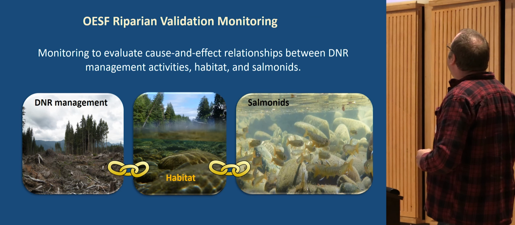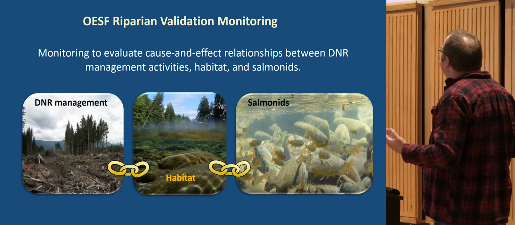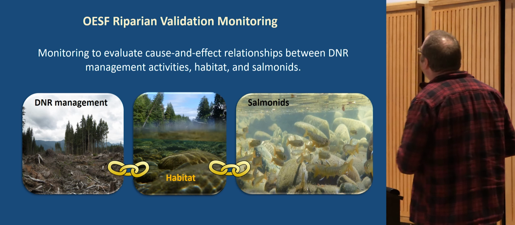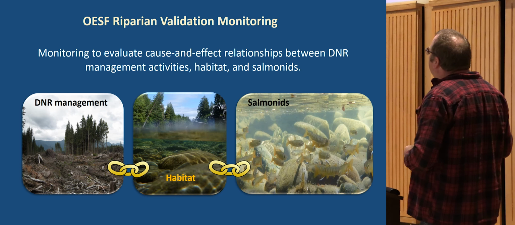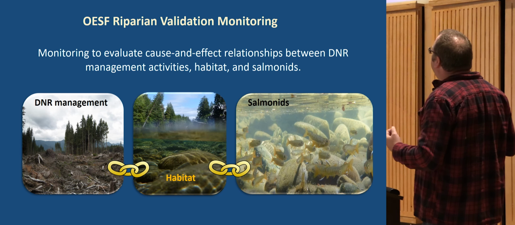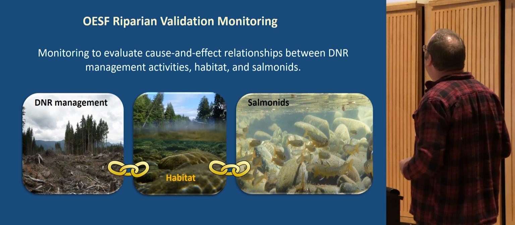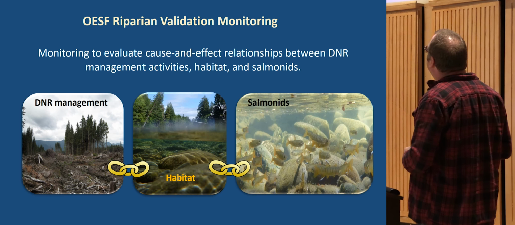Now, within the HCP, there's a condition for riparian validation monitoring. That's kind of where I come into this whole picture here. And this monitoring is to evaluate the cause and effect relationships between DNR management, habitat, and salmonids. So we really want to find the links between our management, both our forest and stream habitat, and our fish.